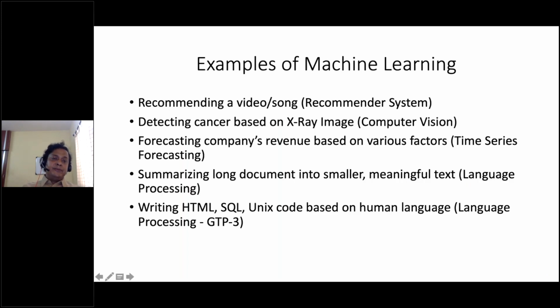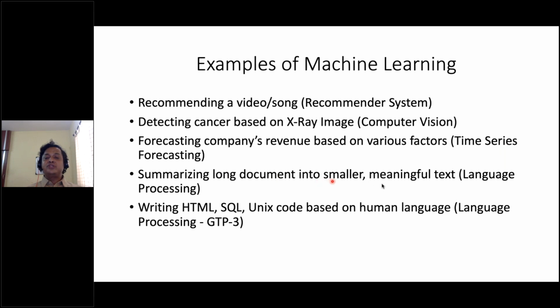Now, examples of machine learning, say recommending a video or song. The moment I go to YouTube, it recommends me a set of videos based on my previous listening history, and they do it quite well. So I should say actually YouTube knows my preference about music more than I know about it. So that's an example of a recommender system. Then say detecting diseases based on X-ray images. This is an example of computer vision. Then forecasting a company's revenue based on various factors, that's an example of time series forecasting.